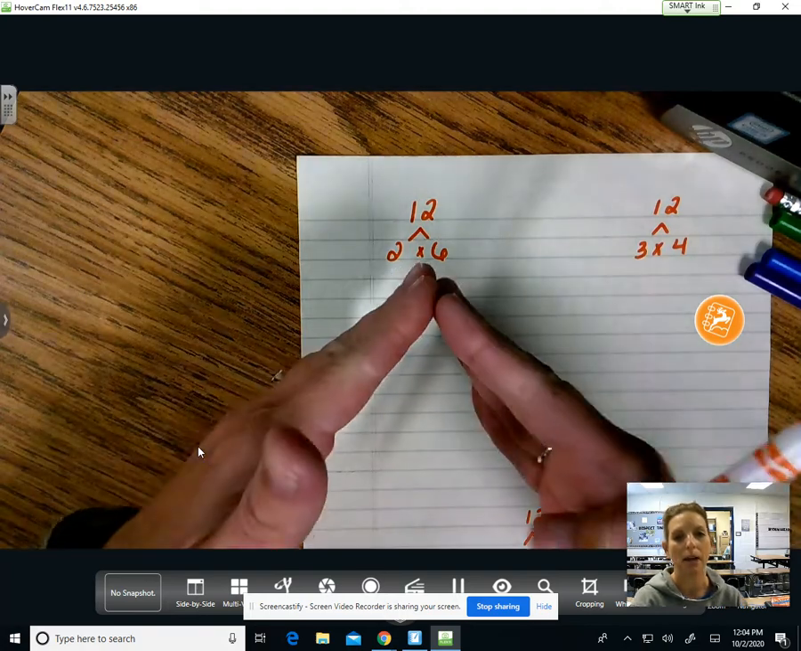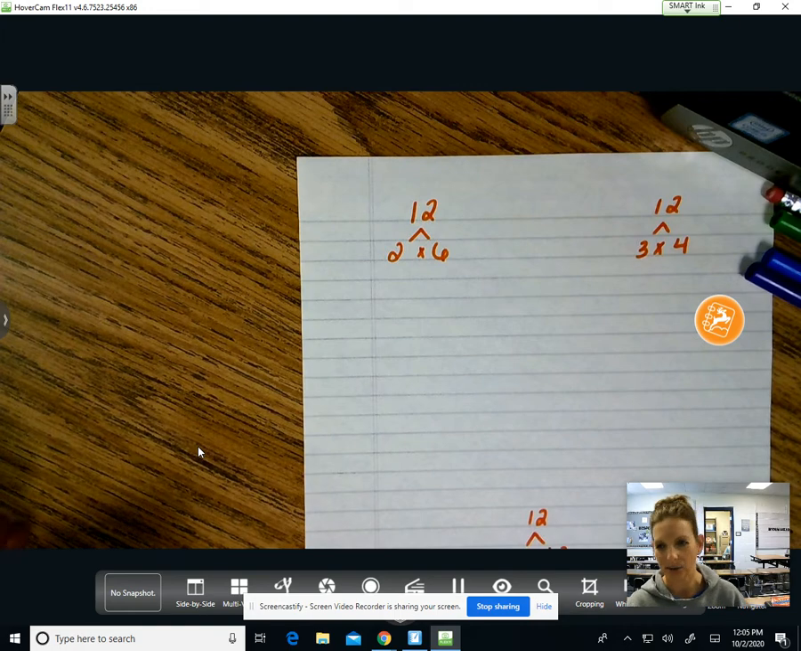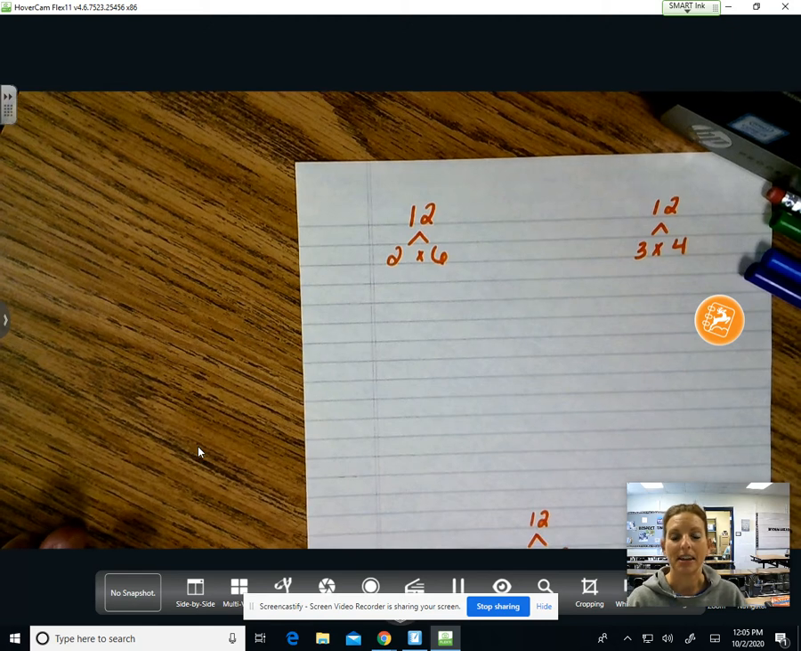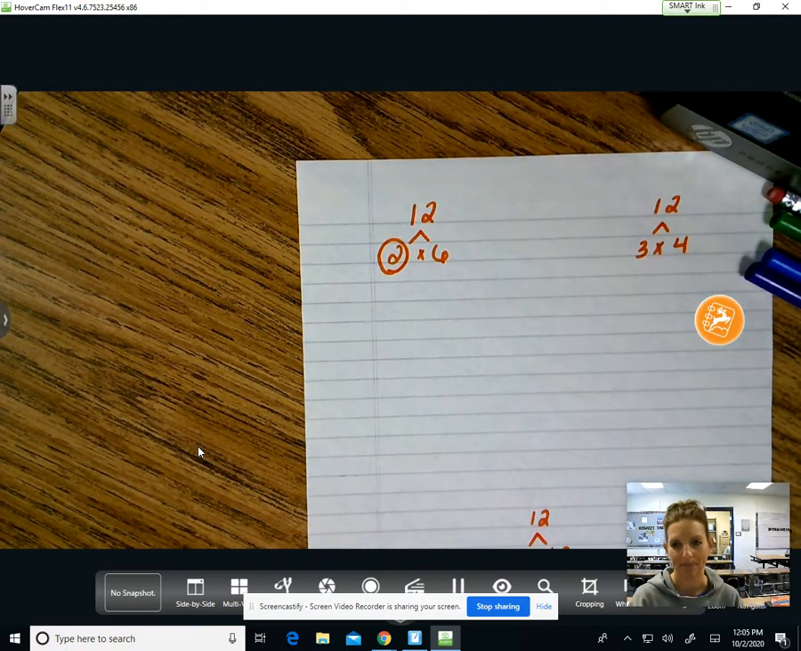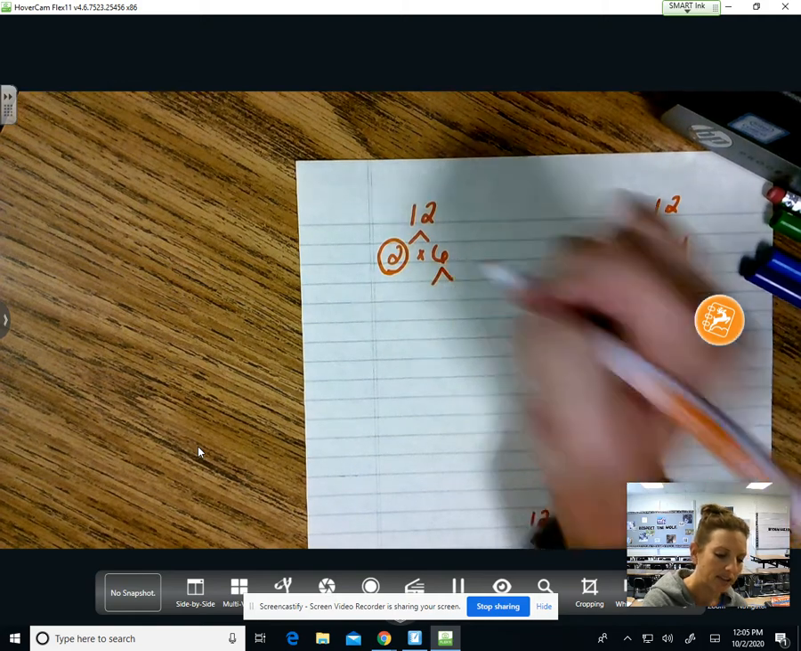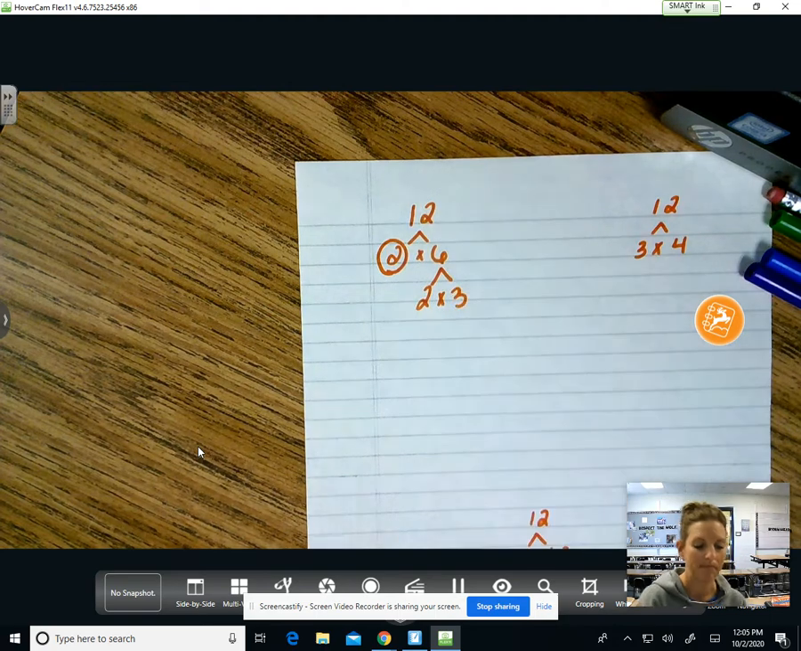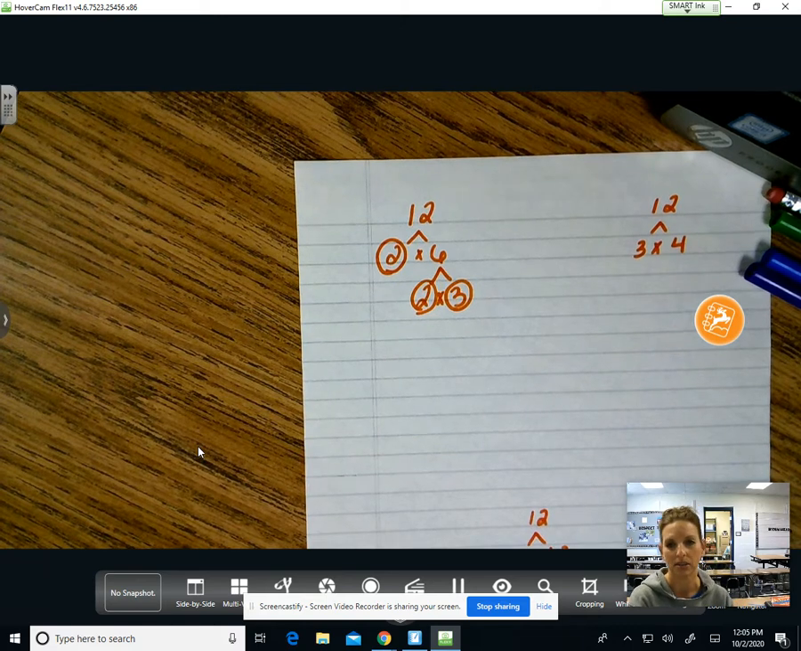So I chose 12 and I broke it into two factors to start my tree, and sometimes these end up looking like pine trees, students like to say. Now I have 2 and 6. If you see that you have a prime number right away, go ahead and circle that prime number. So I'm going to do that with my 2 because I know 2 is prime. Then I'm going to think, what two factors can I multiply together to get 6? And I'm going to break 6 down into those two factors. So I have 2 times 3. Now I know that 2 and 3 are also prime, so I'm going to go ahead and circle those.